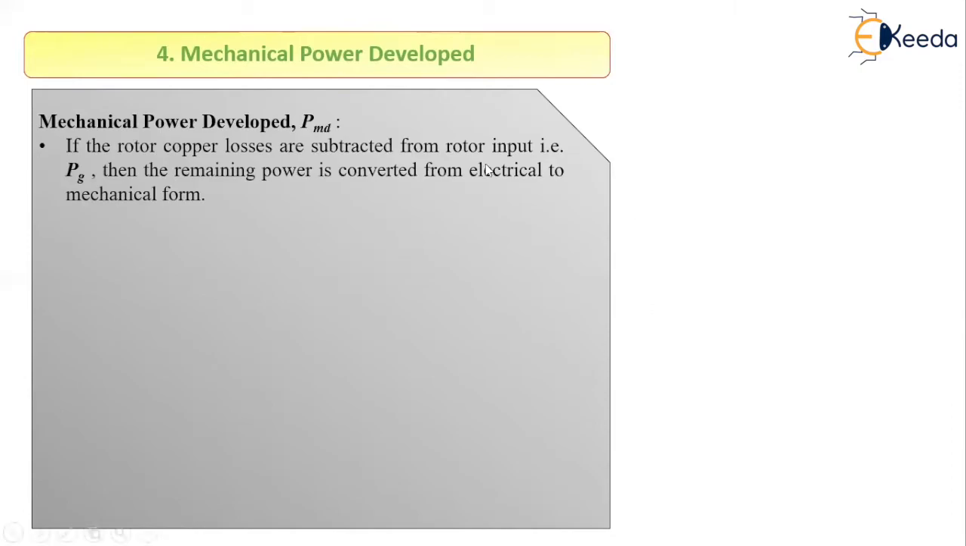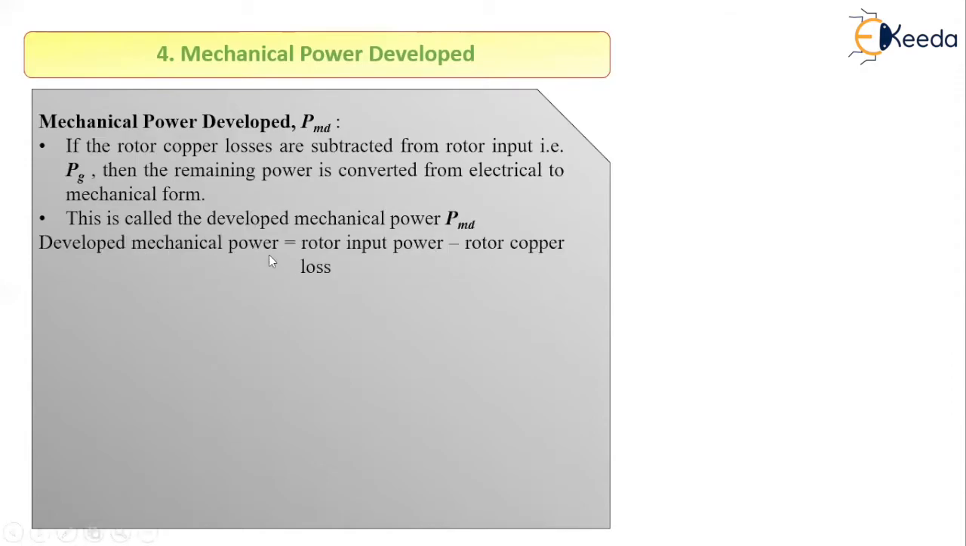So the actual power which is converted from electrical to mechanical form is the power left when the losses are subtracted from the input power. This power gets converted into mechanical form. So it is called the developed mechanical power. So when the copper losses of the rotor are subtracted from the rotor input, that is PIR, or the air gap power PG, or the output power of the stator, whatever power is left gets converted into mechanical form. That is called the developed mechanical power.